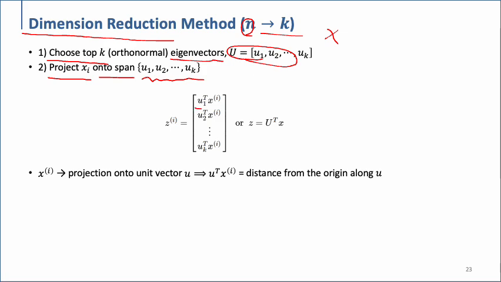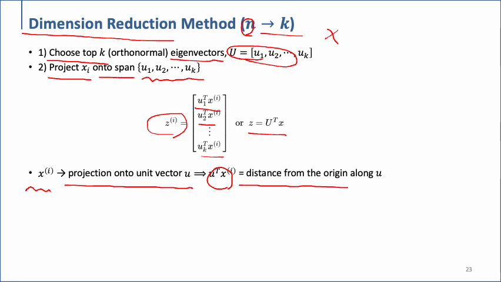By projecting these values onto the u-axis, you can find the new values for z, or z is equal to U transpose X. Here, by projecting xi onto the unit vector U, this value is nothing but U transpose xi, which indicates the distance from the origin along the U axis.